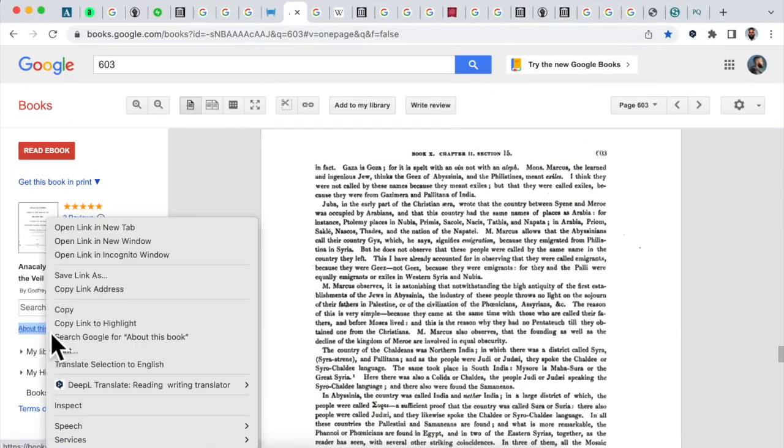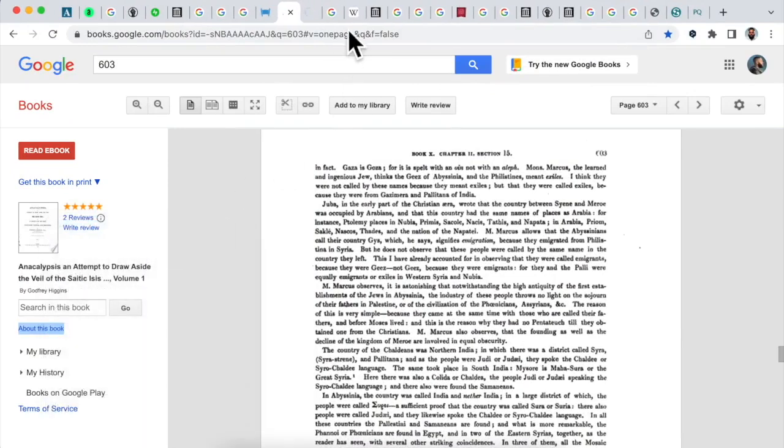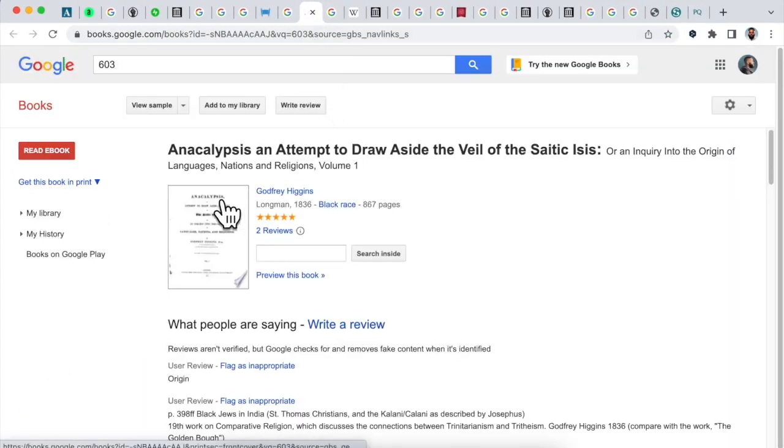The next book we're going to jump into, it's called Anacalypsis, an attempt to draw aside the veil of the Saitic Isis by Godfrey Higgins. This is volume 1. Make sure if you go look up these books on your own, that if it says the volume, you type in that volume, or you're going to be looking for the information in the wrong book. It'll be the same title, but it'll be the wrong volume, and you're just going to be looking in there stressing yourself out.